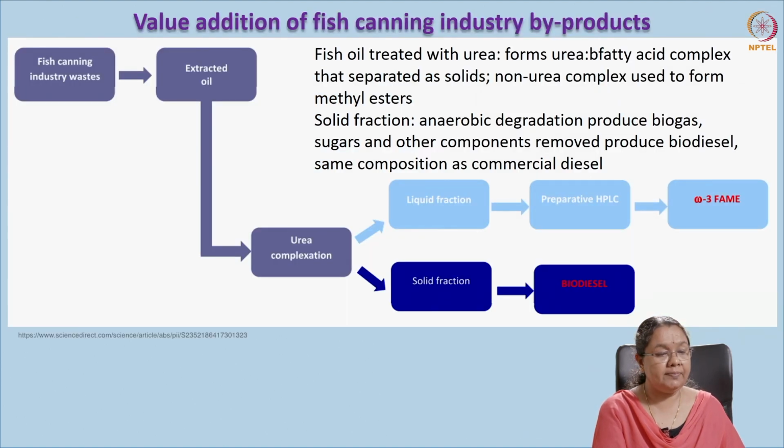And coming to the byproducts that are discarded from the canning industry, they produce immense amounts of wastage. It can be in the form of heads or fins or other gut regions that can be used to extract oil. We can also treat them with urea. And once it is treated with urea, the liquid fraction can be used to extract omega-3 fatty acid esters, and the solid portion can be converted to biodiesel. So these are the two products that can be produced from the byproducts of the canning industry. And the biodiesel produced by this method has almost the same composition as commercial diesel. And again, these waste products can also be used to produce biogas by anaerobic degradation.